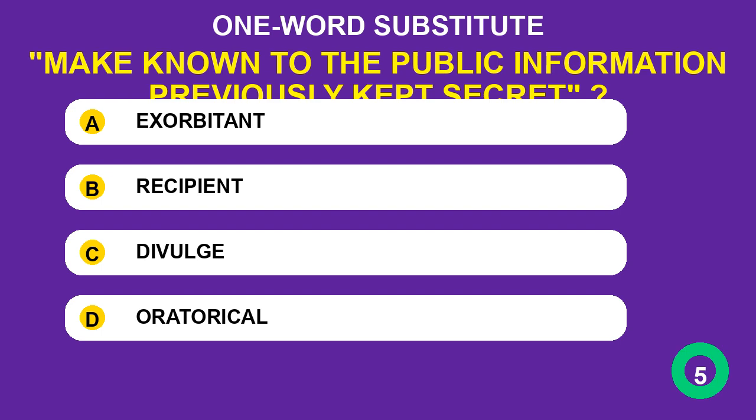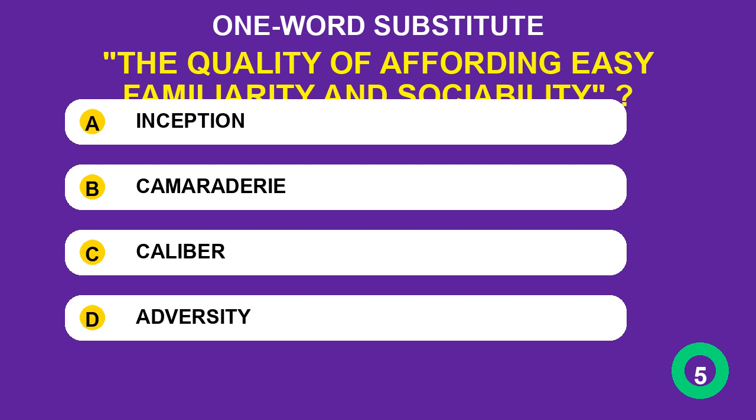What is the one word for make known to the public information previously kept secret? The correct answer is divulge. What is the one word for the quality of affording easy familiarity and sociability? The correct answer is camaraderie.